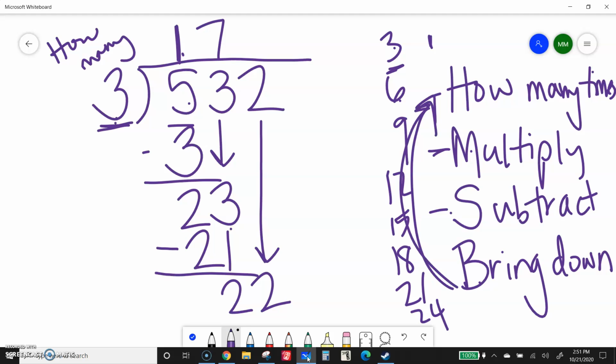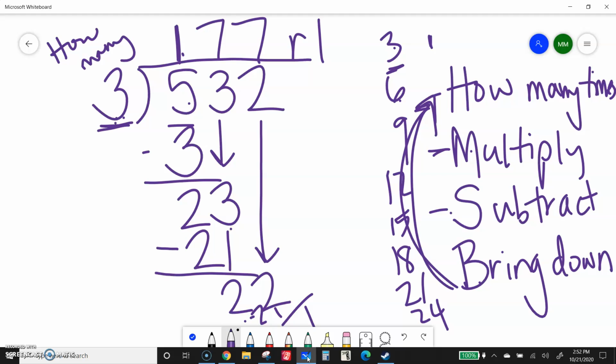Back up to the top. How many times does 3 go into 22? 7 times again, because 7 times 3 is 21, which is very close. Subtract. I get 1. So my remainder is 1.